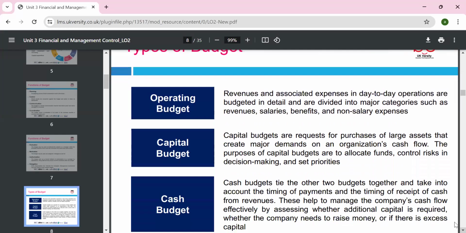Okay, types of budget. Operating budget: revenue and associated expenses, day to day operation. So we can make the budget, and we can categorize revenue, salaries, benefits, and non-salary expenses. Capital budget is the purchase of large value assets, which we call capital expenditures, like buying assets, plant, machinery, equipment. These are non-current assets.